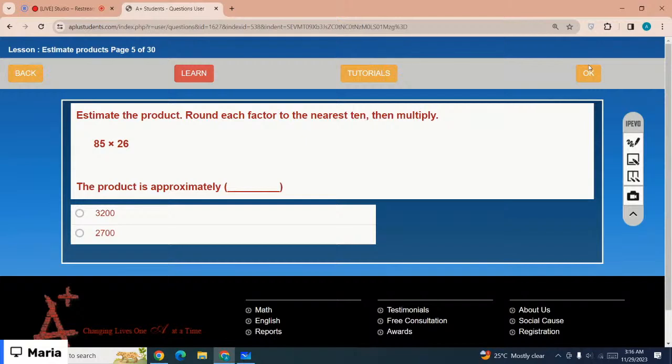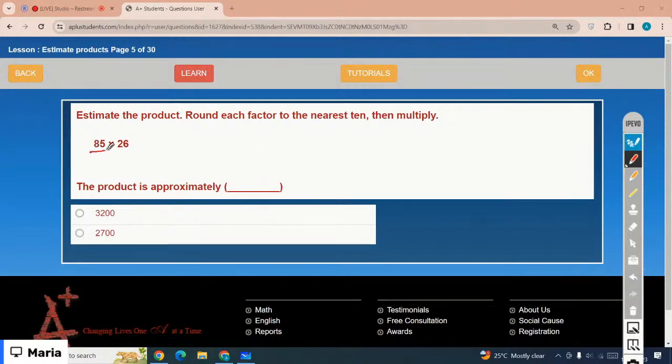Estimate the product. Round each factor to the nearest 10 and then multiply. So which is the correct option? Here you have 85. That is exactly midway between 80 and 90. So whenever you have a number that is exactly midway between two tens, it would be rounded off to the upper 10. 85 is rounded off to 90. You have 26. 26 is rounded off to 30.